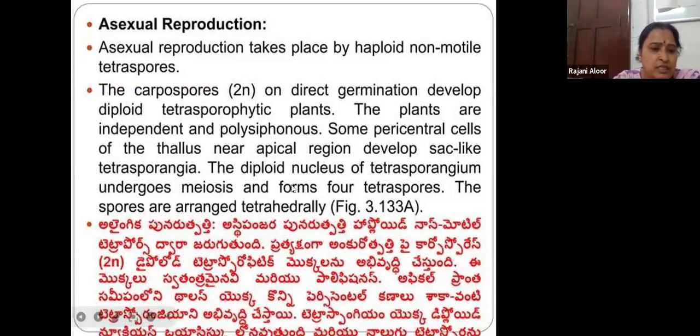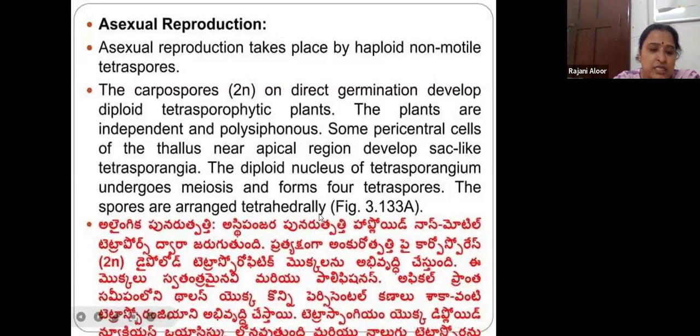These tetraspores, along with the carpospores, on direct germination develop the diploid tetrasporic plant. The plant is independent and polysiphonous. In some pericentral cells of the thallus near the region of the apical cells, sac-like tetrasporangia are present.